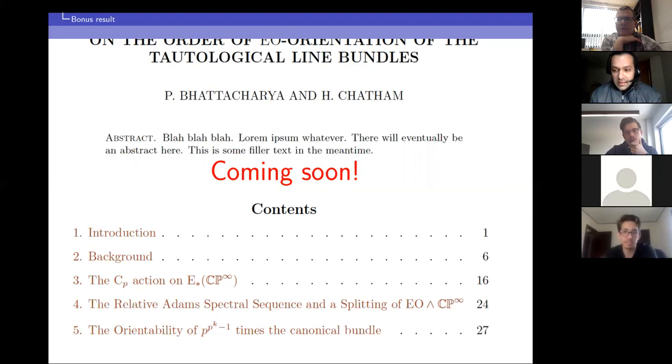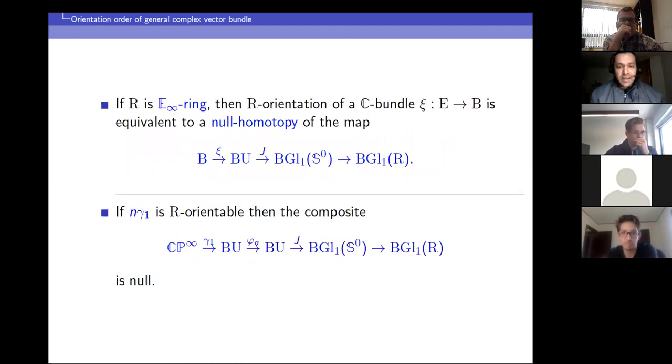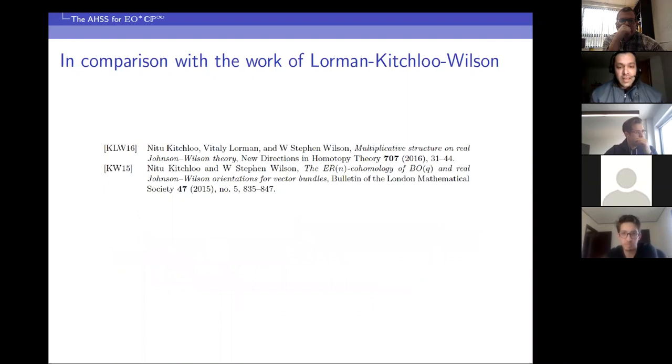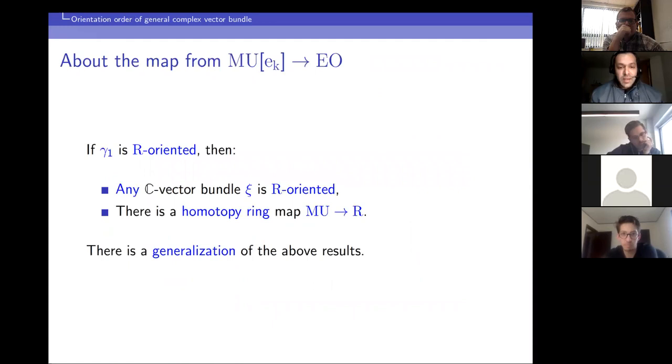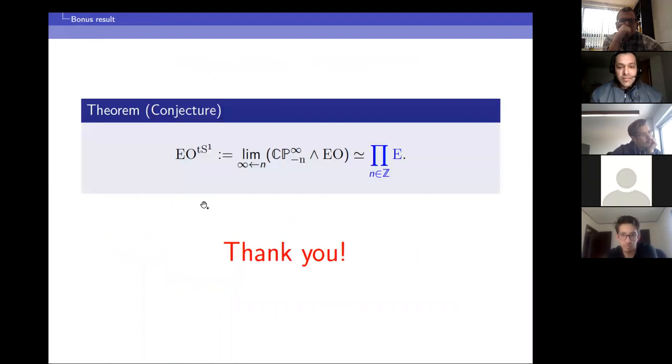But go ahead. What about RP infinity? Have you guys thought about that at all? RP infinity is going to be difficult. This technique doesn't go through because of the relative Atiyah spectral sequence. One of the assumptions was that it has to be relatively free, so that condition is violated. So it's going to be difficult. Maybe one can use the final result that we have here, maybe use this result to go to RP infinity.